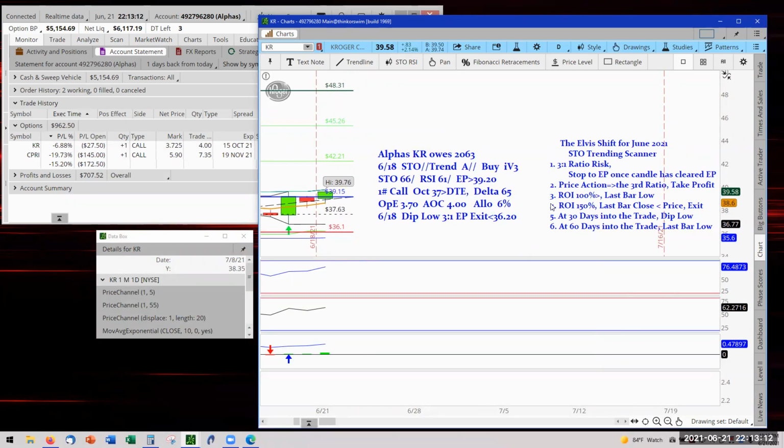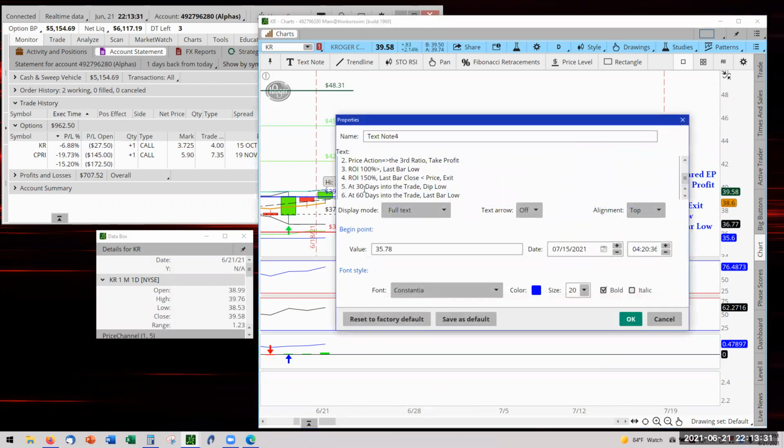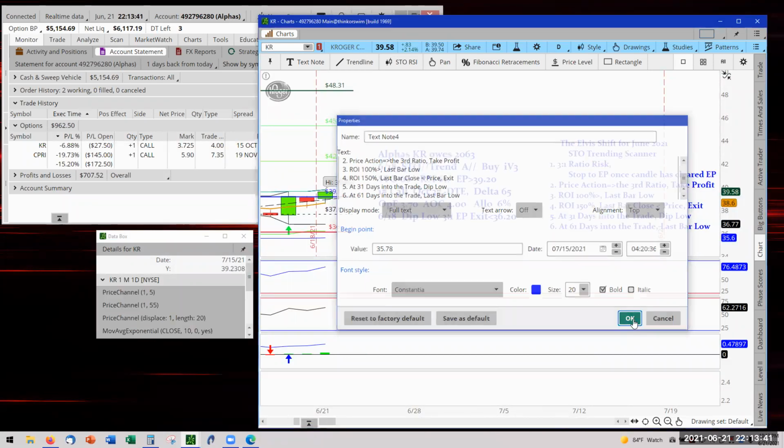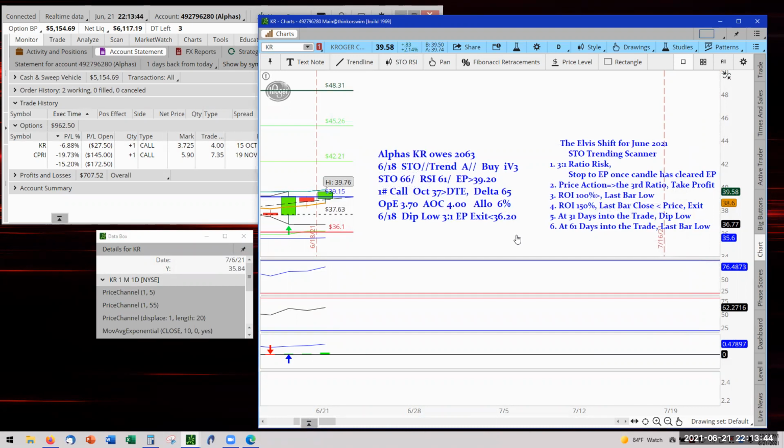And then we get RI 100. We go last bar low, and we get RI 150 is last bar close. So if the price is less than the close of the previous day, we are out of the trade, and we hit 150. Also, if we hit the 31st day, actually I should change that because it's 31 days. When we hit the 31st day of being in the trade, we go to dipper low. And if we hit 61 days in the trade, then we're going to go to last bar low, and we're not going to be waiting here until the end of the time period. So those are the exit rules in review for the challenge for the STO.